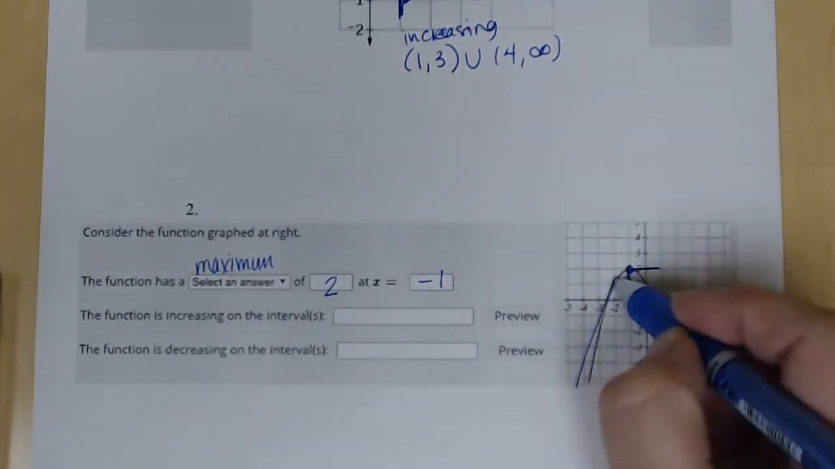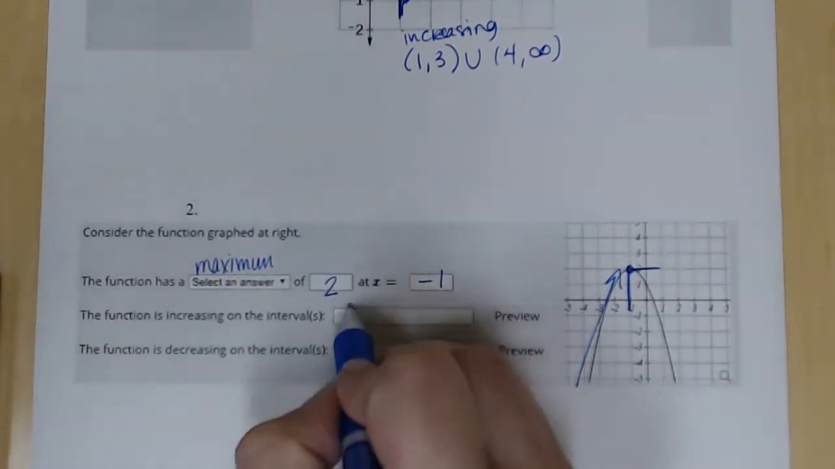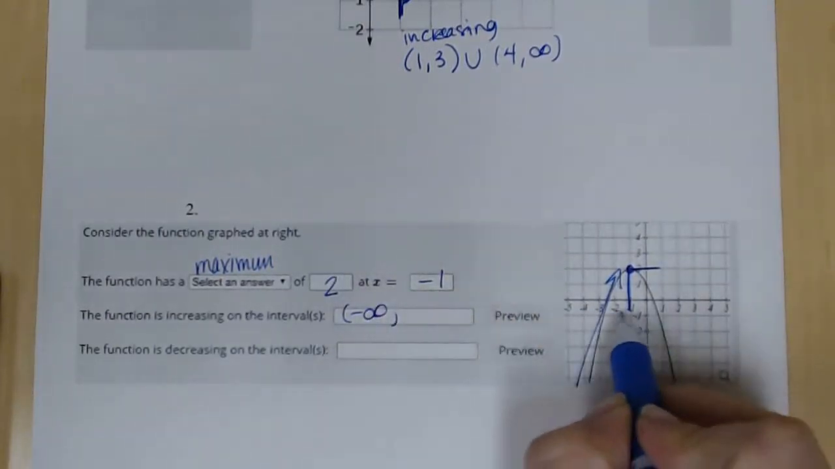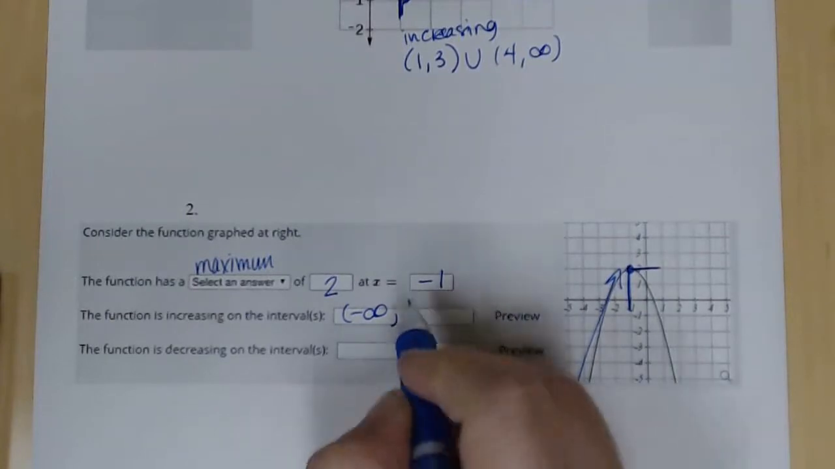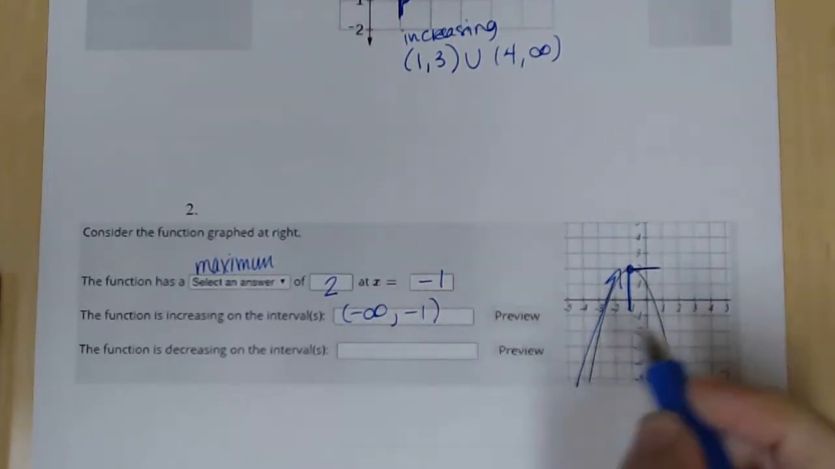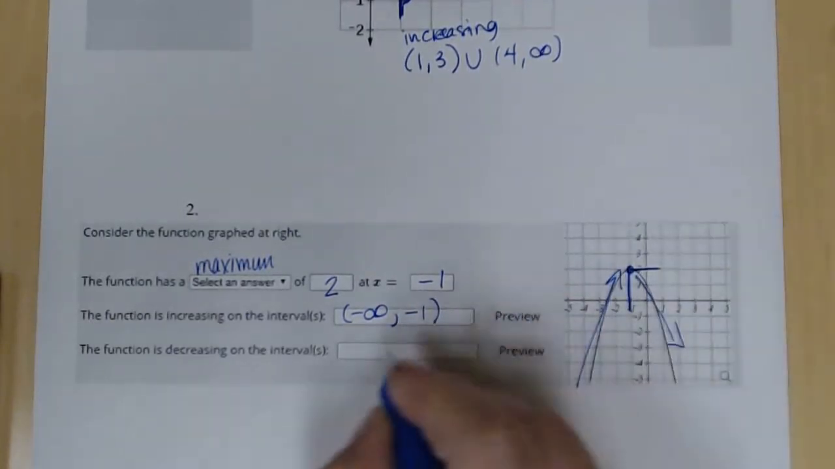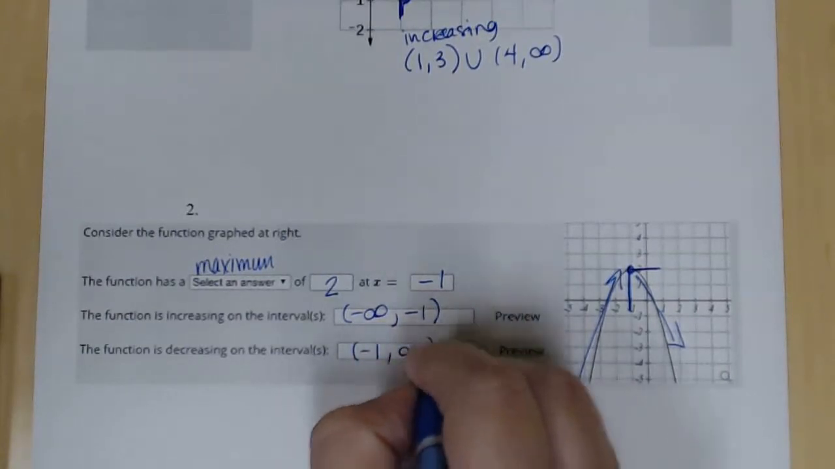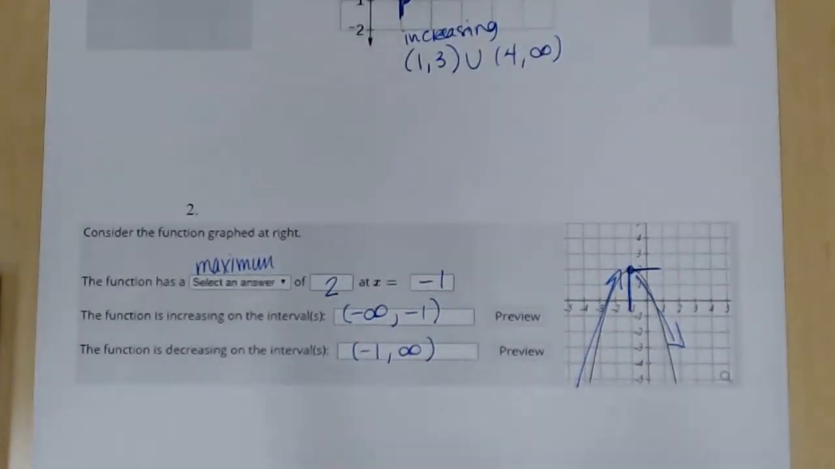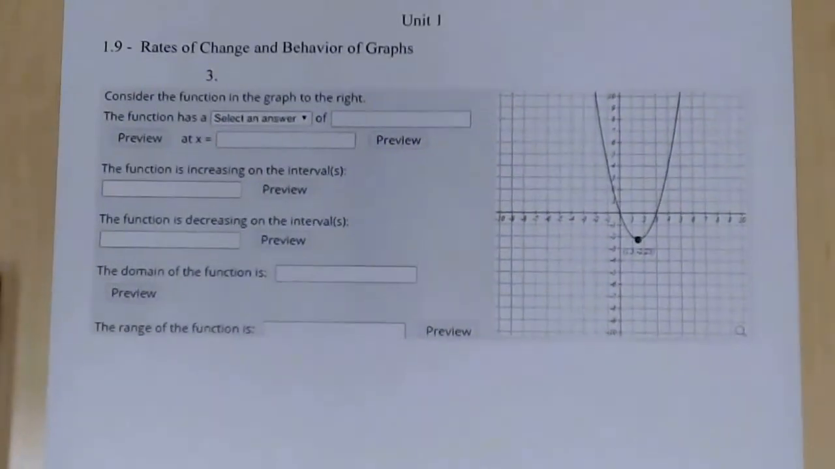The function is increasing on the interval. So let's see, from here to here it's going up. So we would say negative infinity to, and we use our x values in these notations, so -1. It's decreasing over here, so from -1 to positive infinity. Let's look at another one of those, and we'll end our talk of increasing and decreasing.